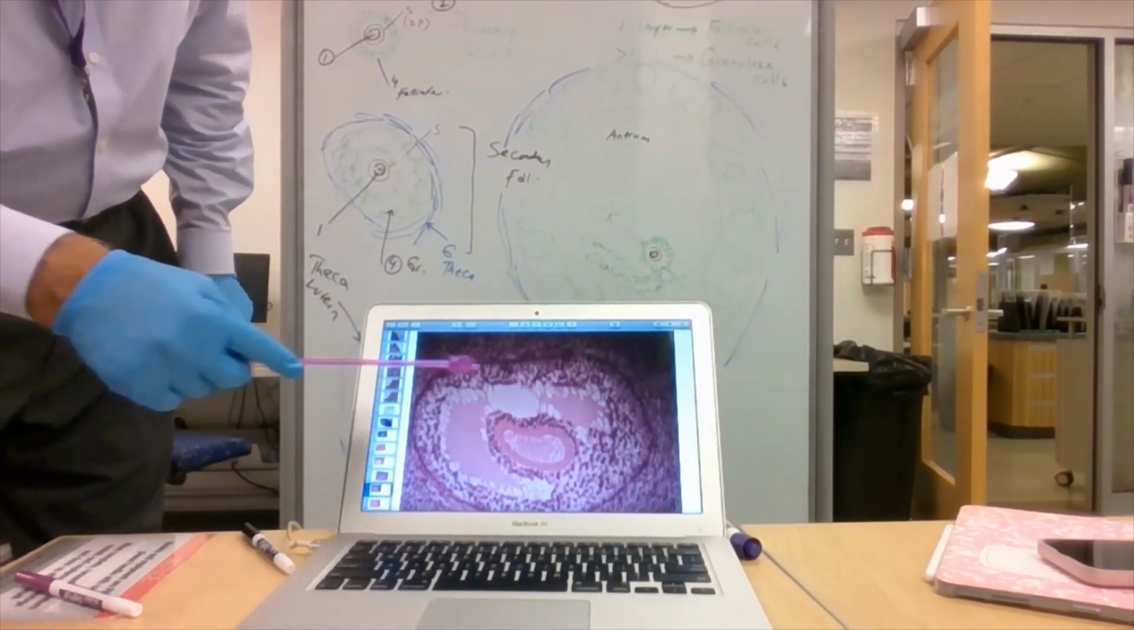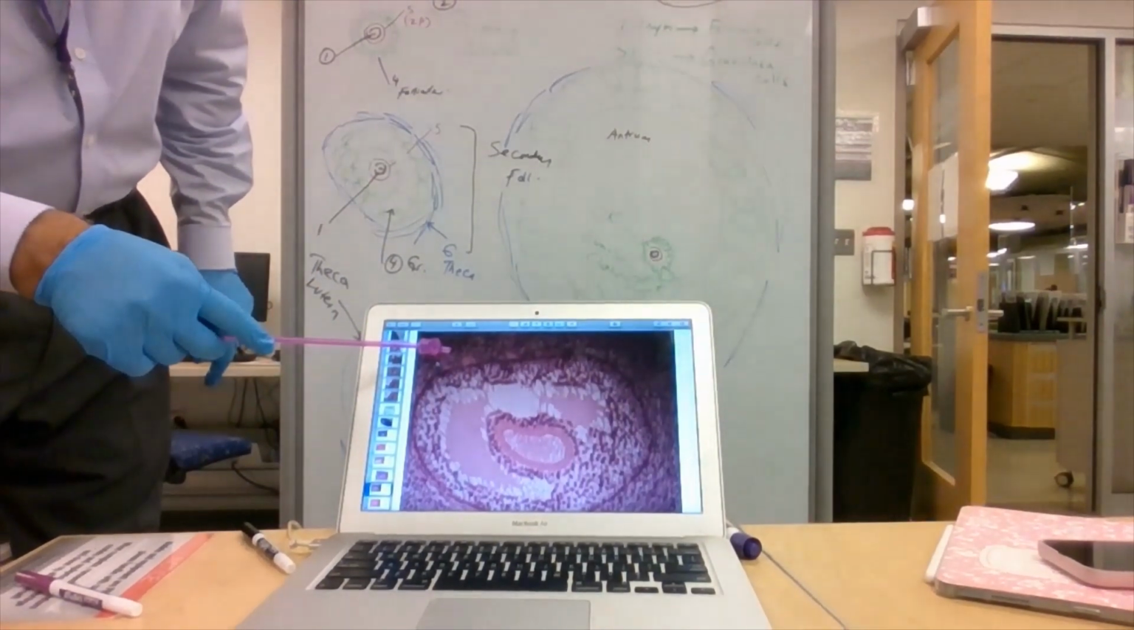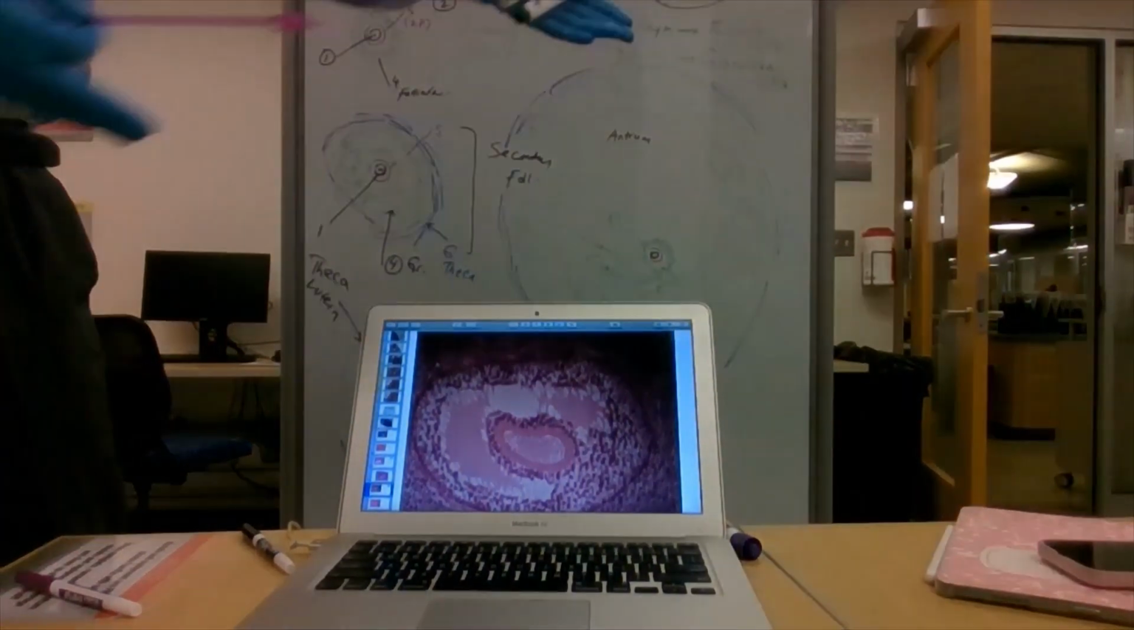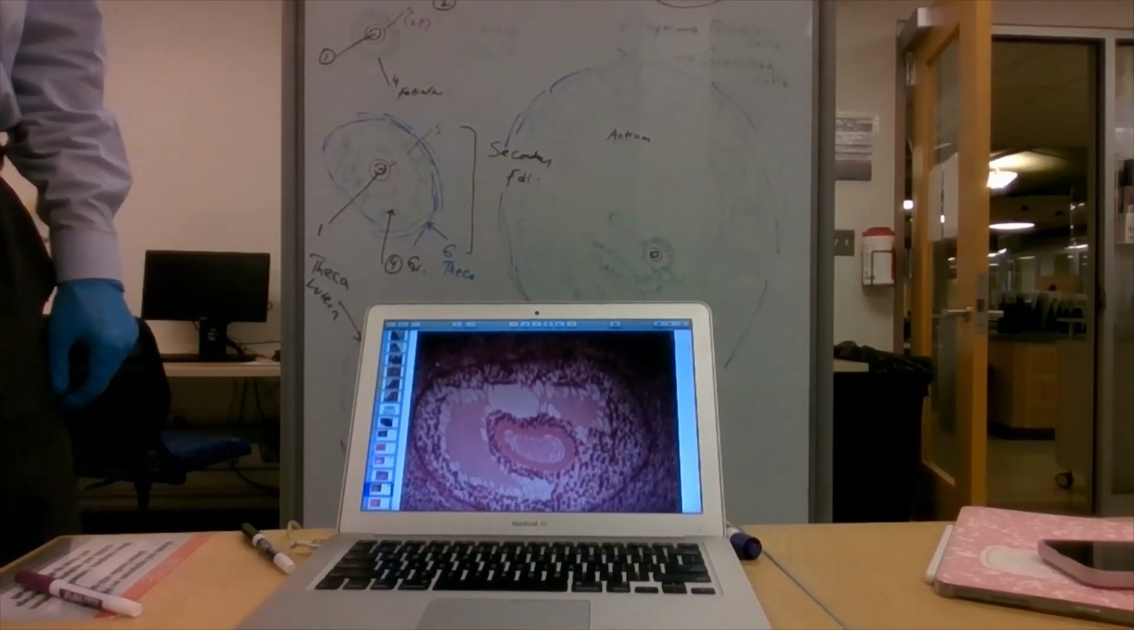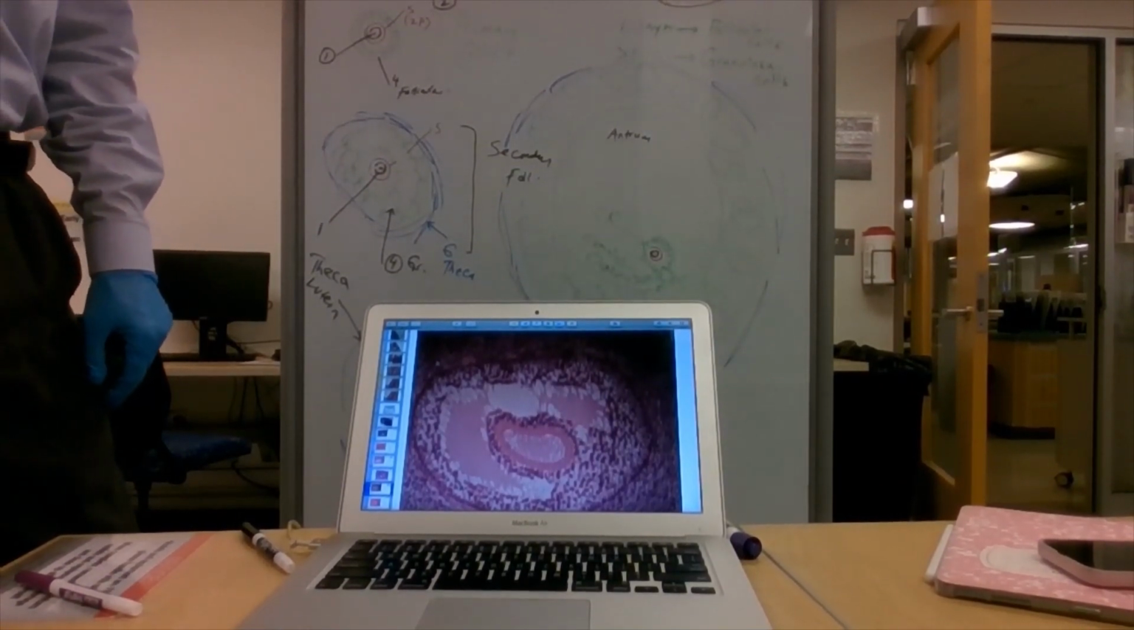What are these cells called here? Those are granulosas. And what are these cells on the outside? Theca. You are the best, guys. And what's its full structure, guys? Tertiary follicle. You got it, everyone? Seema, you good?